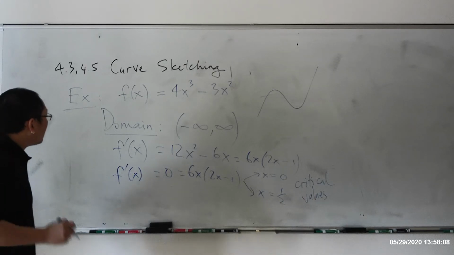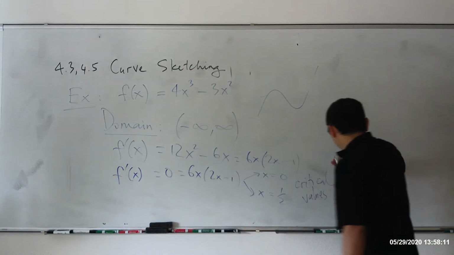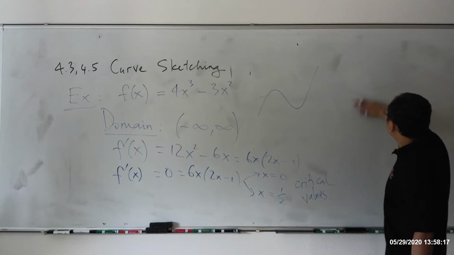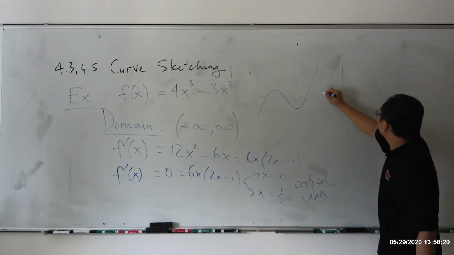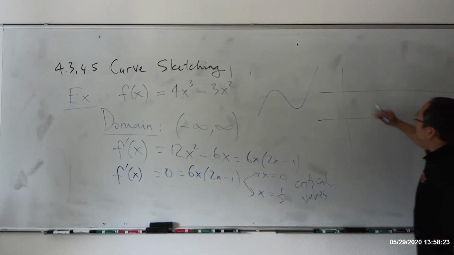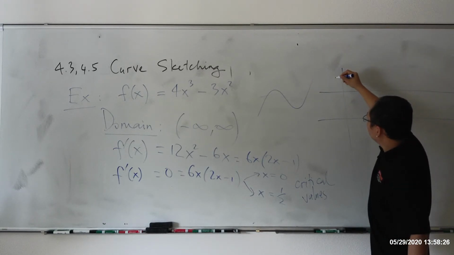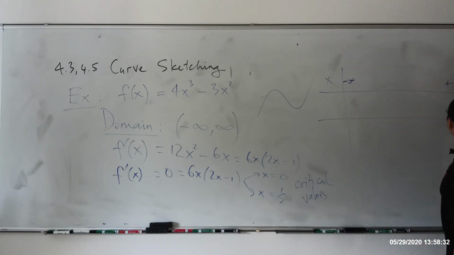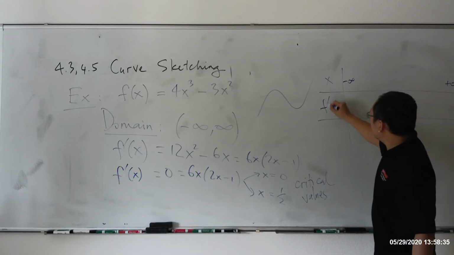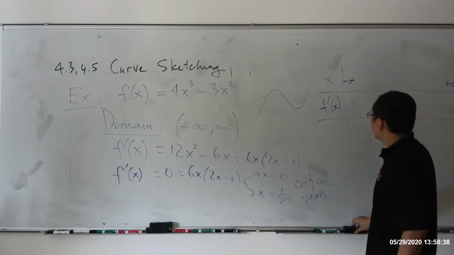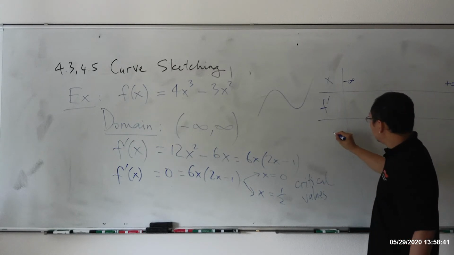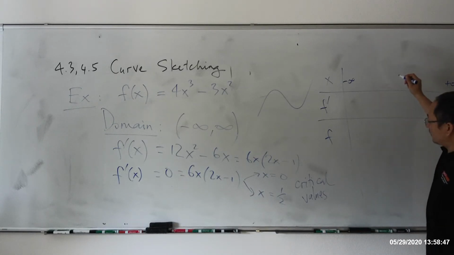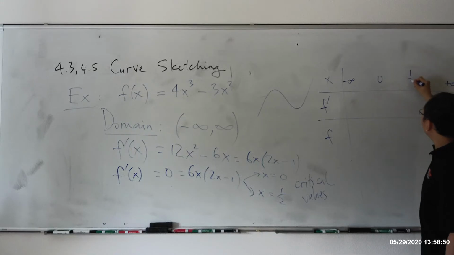Now, this is how we do the first derivative test. The way I show you guys is going to be a little bit different from the book, but I think it's pretty effective, so I'll show you. We have x, right? Domain is from negative infinity all the way to positive infinity. And then we have f prime, in short, just write f prime. And then we have f of x. We're going to list all the critical values under the domain increasingly. So we have 0 and then 1/2.